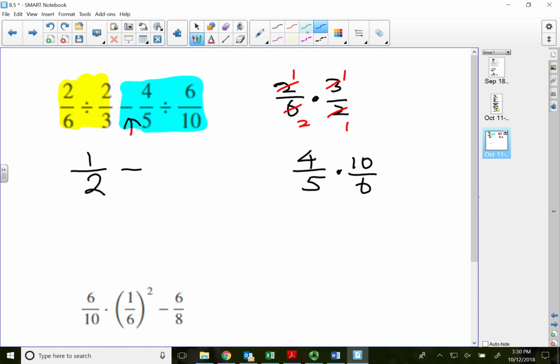All right, so if I reduce 10 and 6 by 2, that will give me a 3 right here and a 5 up here. And the 5 on top and bottom reduced by 5 give me 1 and 1. So my second term is now negative 4 over 3. So this problem now becomes subtraction of two fractions.